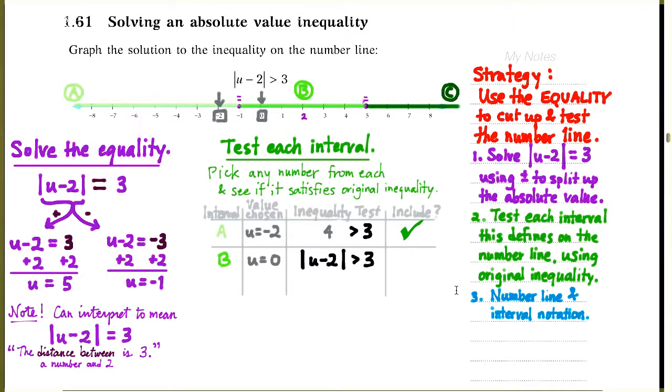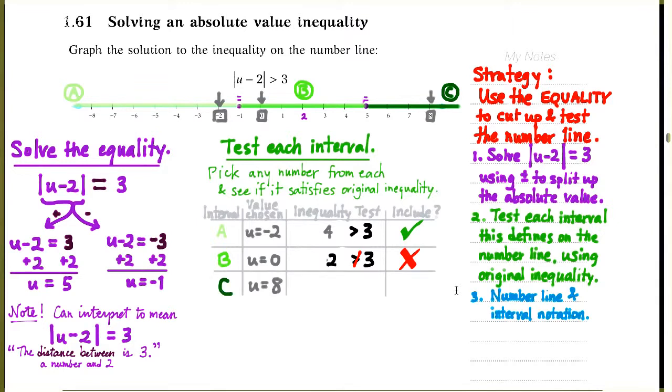If we plug 0 into this inequality, we'll get the absolute value of 0 minus 2 on the left-hand side, which is the absolute value of -2, which is 2. And is 2 greater than 3? No, it's not. So piece B we don't want to include as part of our solution. Again, if any number inside this interval does not satisfy the inequality, then no number inside that interval will satisfy the inequality. So because 0 doesn't work, neither does any other number between -1 and 5.